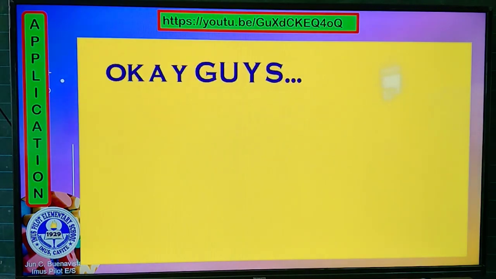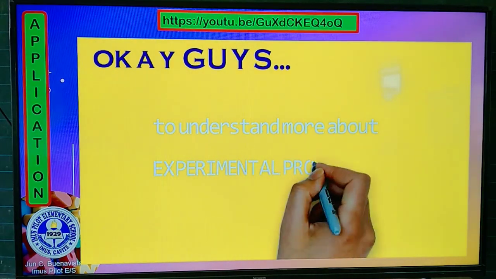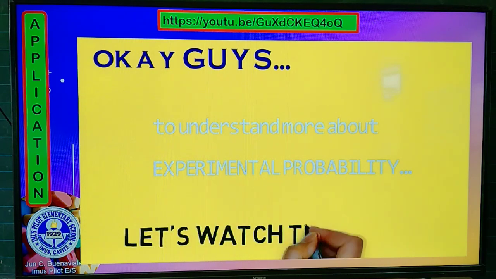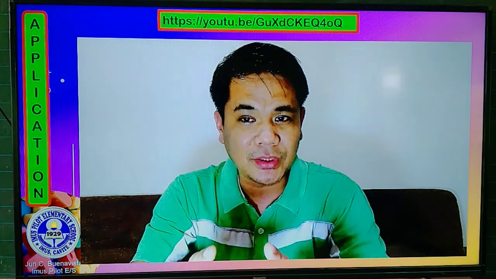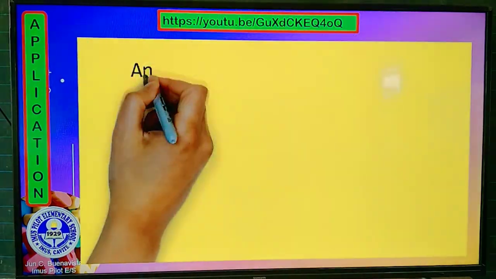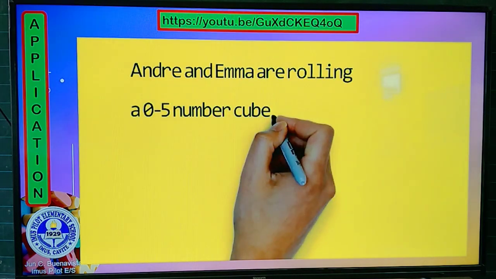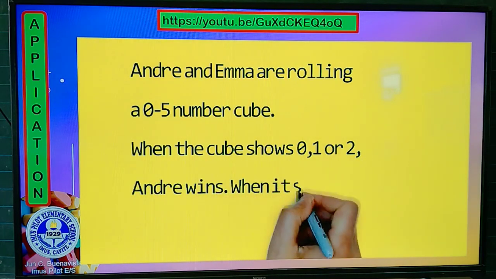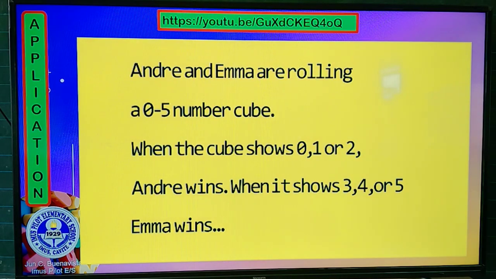Okay guys, to understand more about experimental probability, let's watch this video. Sample number 1. Andre and Emma are rolling a 0 to 5 number cube. When the cube shows 0, 1, or 2, Andre wins. When it shows 3, 4, or 5, Emma wins.